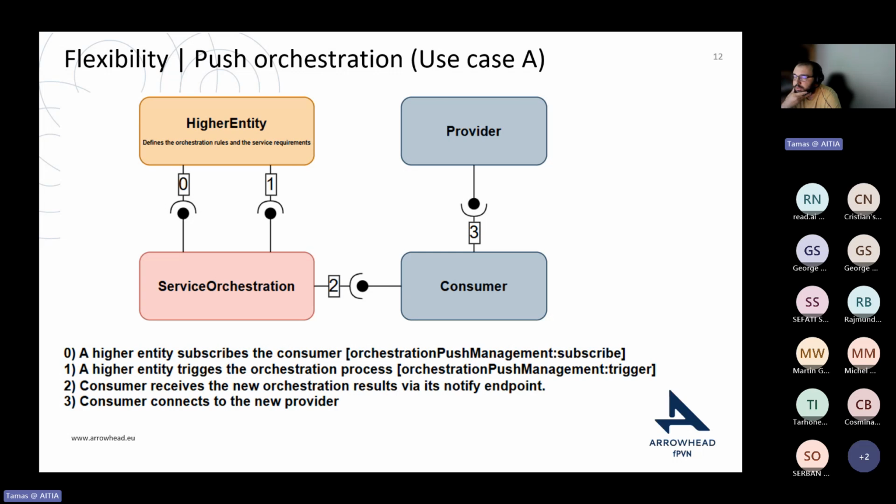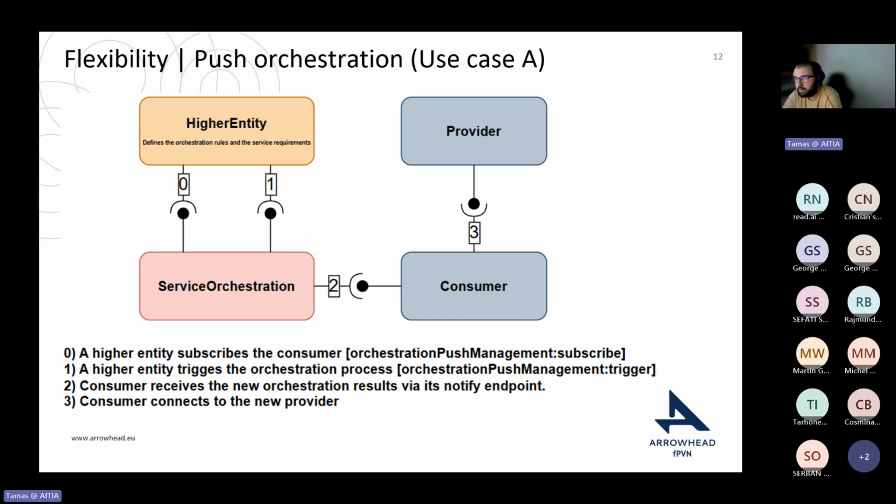How this push orchestration looks like, I have two use cases. So one, when a higher entity defines the orchestration rules. So this higher entity knows which consumer should consume the specific service from which provider, and it knows also the service requirements, meaning how the consumer is able to consume a specific service, on which security level, via which interface, and so on. So all the important knowledge is on the higher entity.